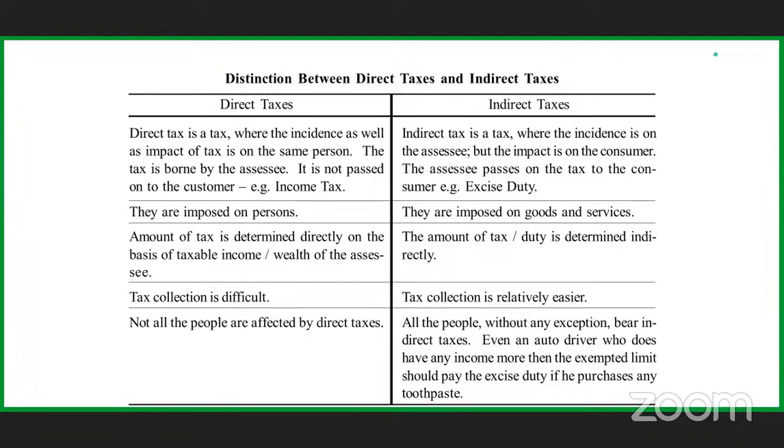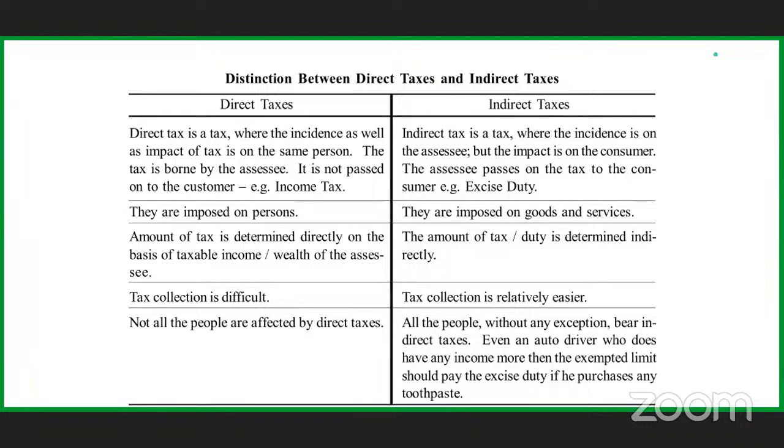Whereas indirect tax is very direct, because whenever you purchase some product from a shop, you are directly paying tax. There is no tough task. Every product we purchase, we are paying tax to the government. Now, under direct taxes, not all people are affected. Why? Because we have some exemptions and slab rates. If your income is above the limit of 2.5 lakh, then only the excess amount is taxable.